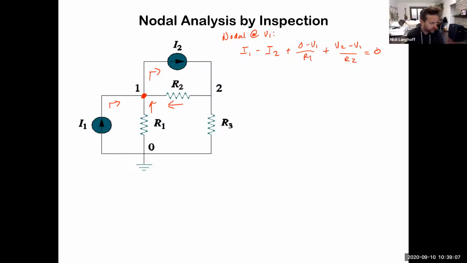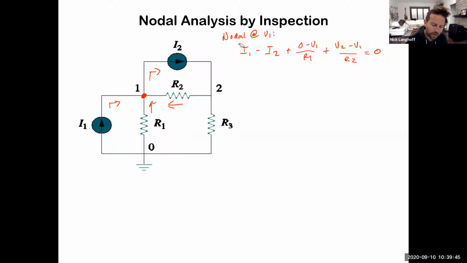I'm going to rewrite this now in terms of V1. So what I'm going to do is move these terms over to the other side. Or another way you could think about it is, I'm going to multiply everything by -1, and then move this over to the other side. So we're going to flip the sign and then move that stuff over to the other side.